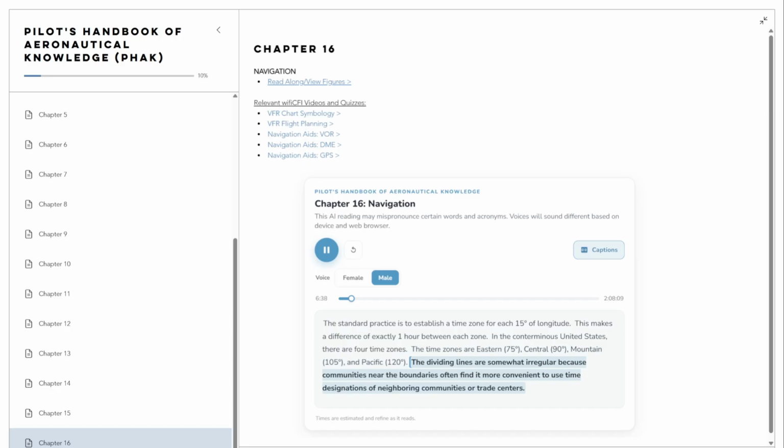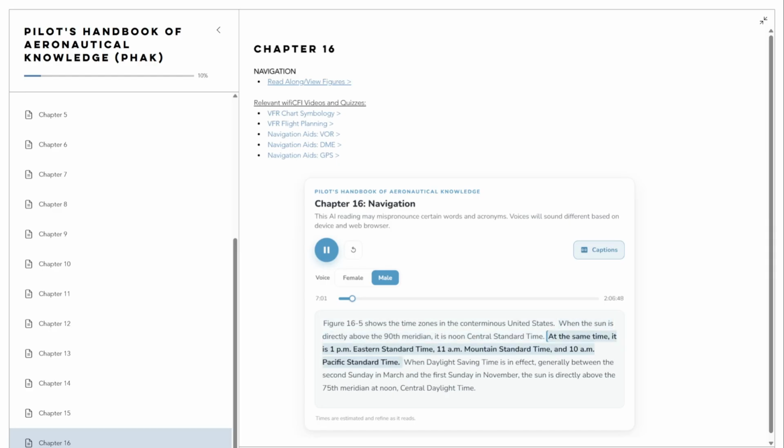The dividing lines are somewhat irregular because communities near the boundaries often find it more convenient to use time designations of neighboring communities or trade centers. Figure 16-5 shows the time zones in the conterminous United States. When the sun is directly above the 90th meridian, it is noon Central Standard Time.